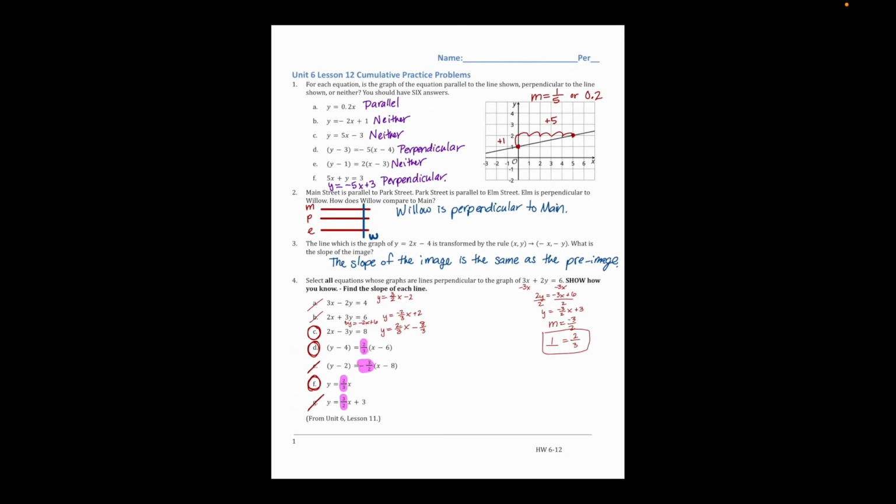This is the Unit 6, Lesson 12 cumulative practice problems for Illustrative Math Geometry.